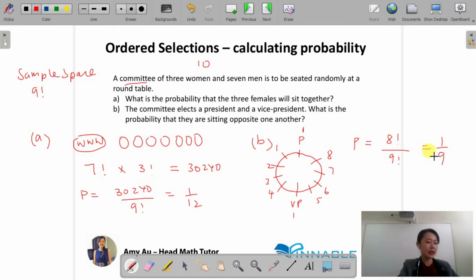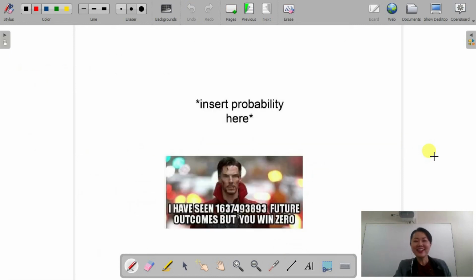Alright, so that's it. That's just one last example to show you how to calculate probability when we're dealing with arrangements in a circle. Alright, so to wrap this up, I'll give you a meme. You might find this interesting. So probability. If you watch Avengers, you'll know what this means.